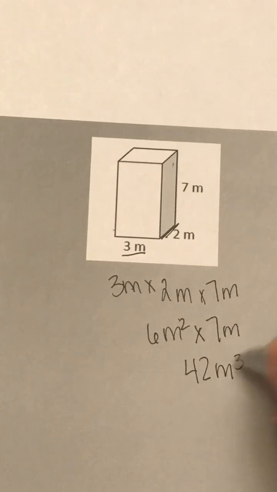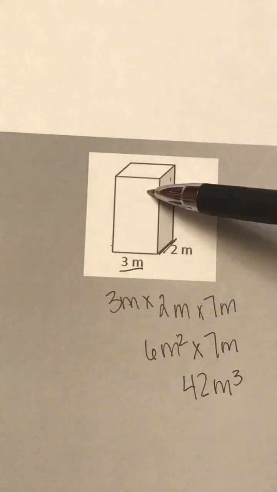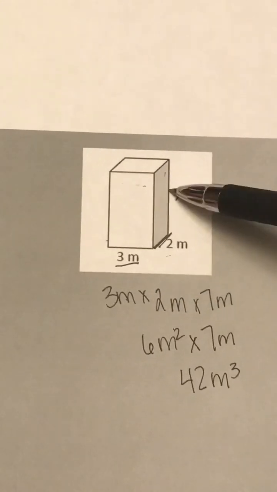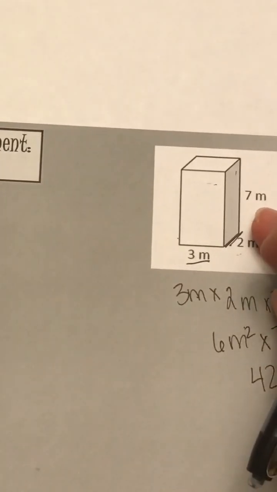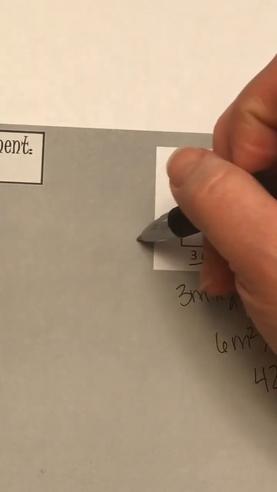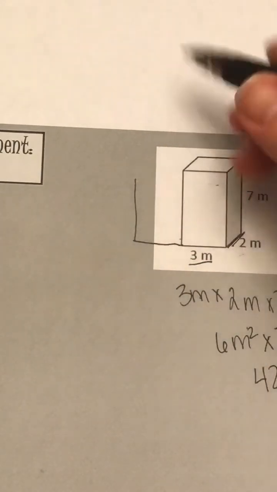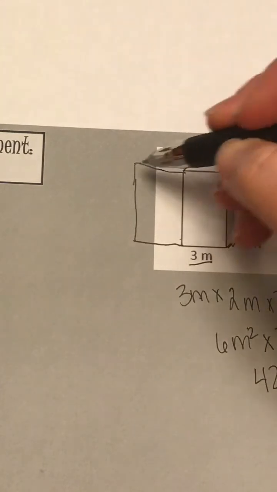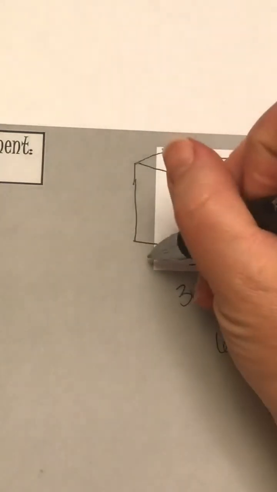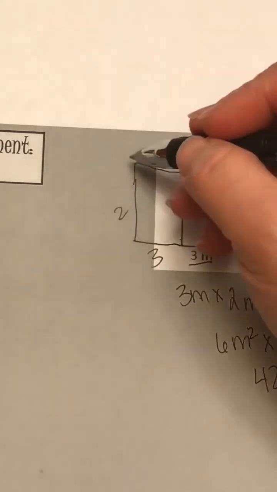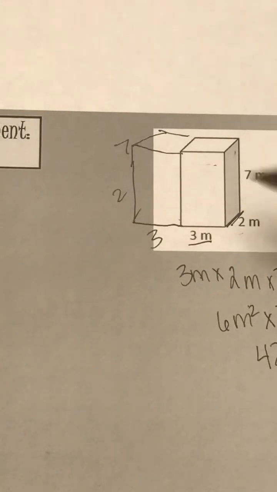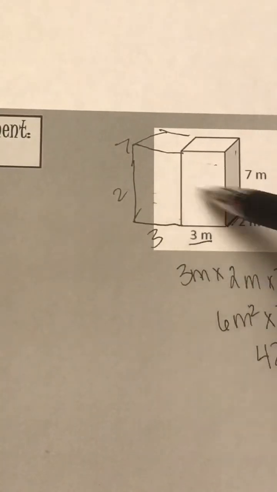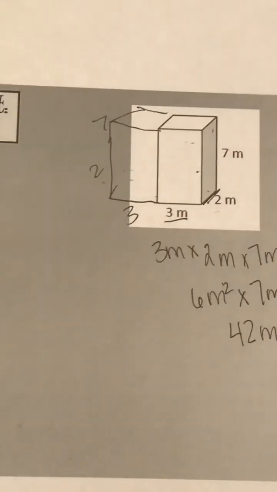So what if I had another rectangular prism that looked just like that? And I took that rectangular prism and I attached it to this one. So basically, it looked a lot like this. All right, and it was also 3 and 2 and 7. Okay? So how could I find the volume of these 2 structures once they're put together?